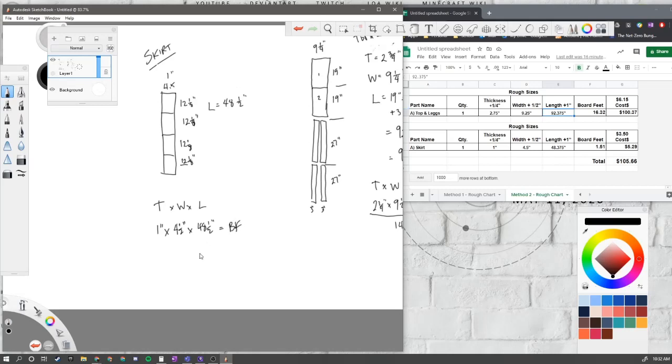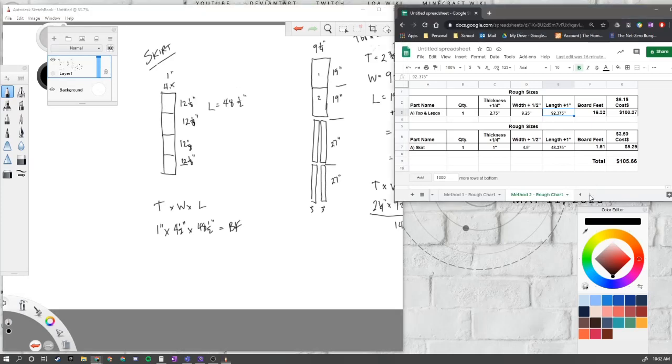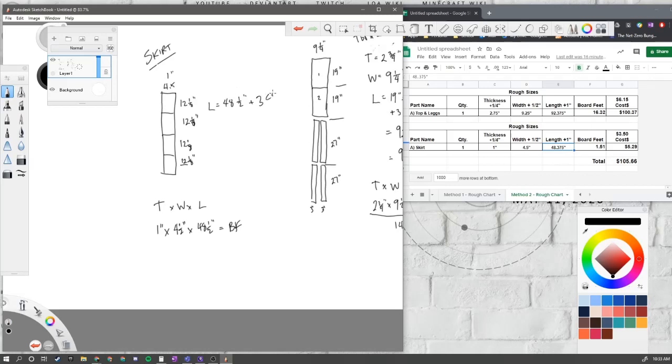And you can see that in our chart over here, we have 1 times 4.5 times 48. Oh, I didn't include my saw cuts, so we have to do that. We've got plus 3 saw cuts. So that's going to affect that number here. This 48 is not going to be 48.5. And actually, I think I made a mistake here when I did this, but that's okay. This is why we do this. We do this so that we can calculate this stuff out and figure out what we want.